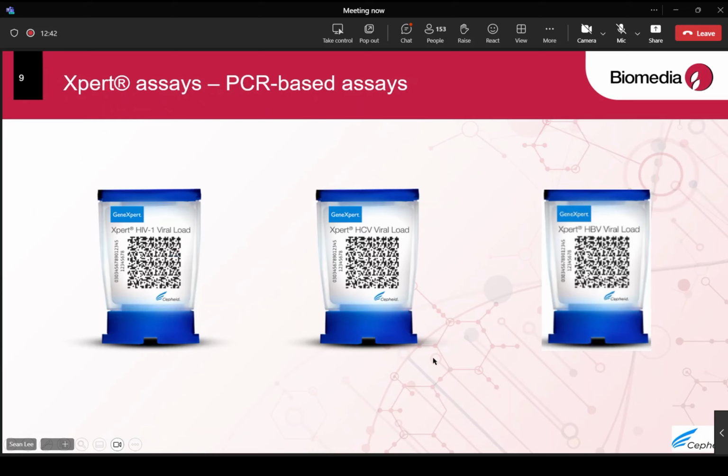Okay, so all the tests that can be run in GeneXpert system, they are all PCR-based assay. So you can run any type of test. You can run BCR-ABL. You can run HIV, HCV, HPV. You can run even COVID tests in the GeneXpert system. So they look exactly the same. The cartridge format looks exactly the same, except the reagents inside and the protocol used to run the tests are different.